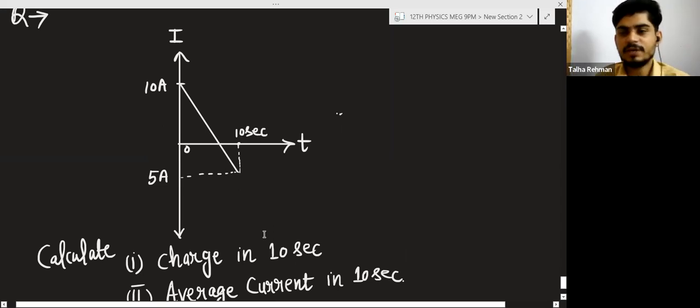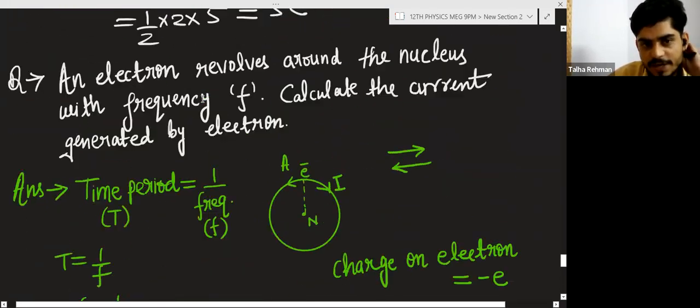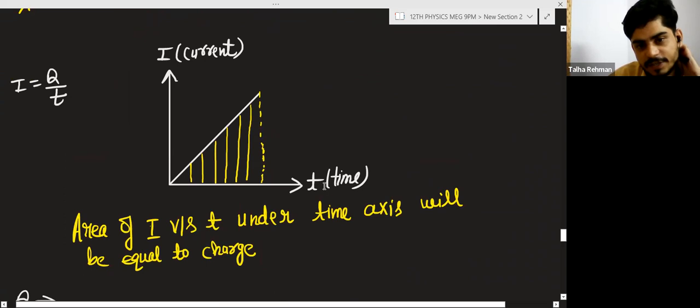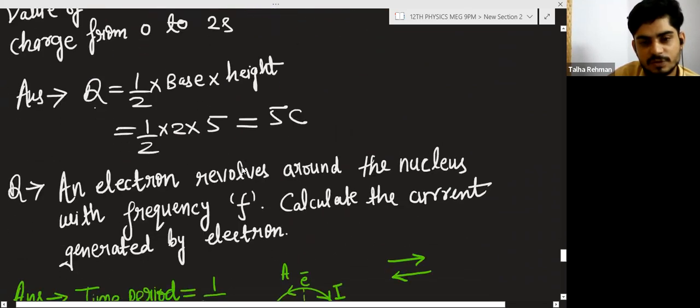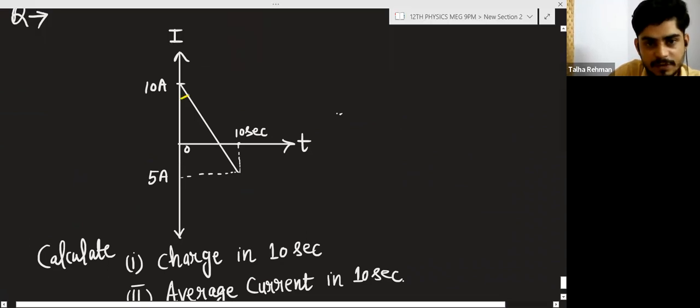So first we have to calculate the charge, and I have told you the area under the time axis of current versus time graph gives us the charge. The area under the time axis of current versus time graph gives the charge. So here this area gives you the value of charge, and also this area will give you the value of charge.